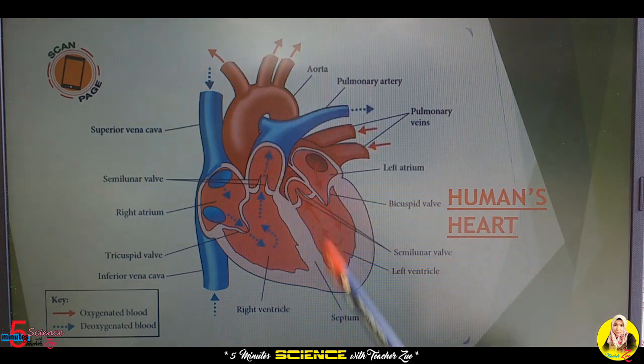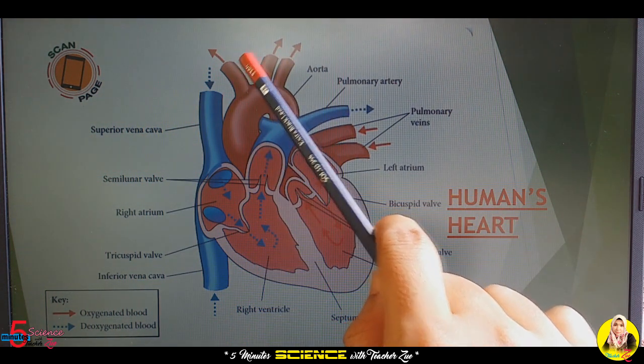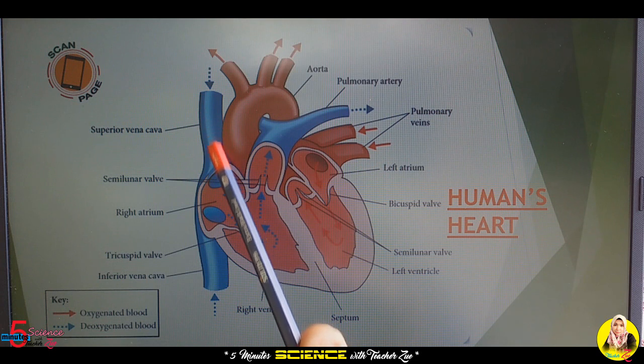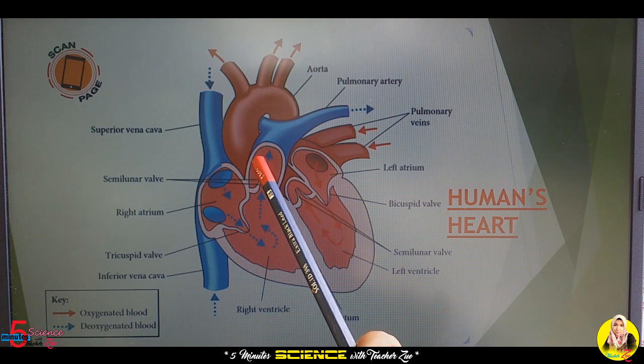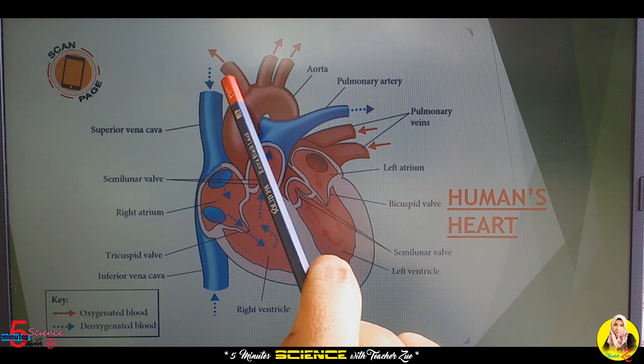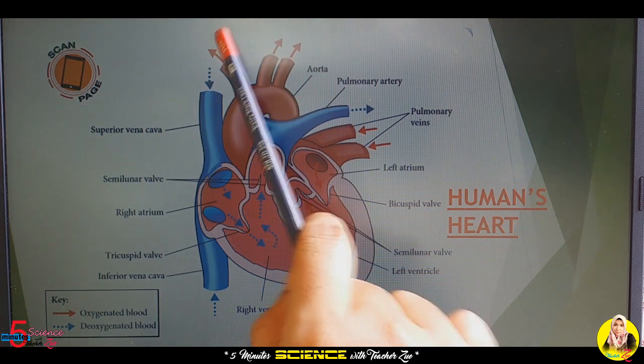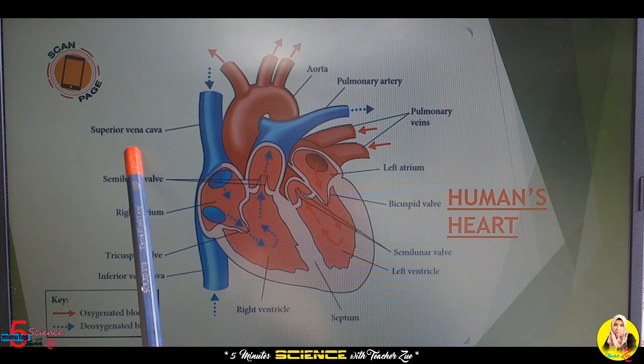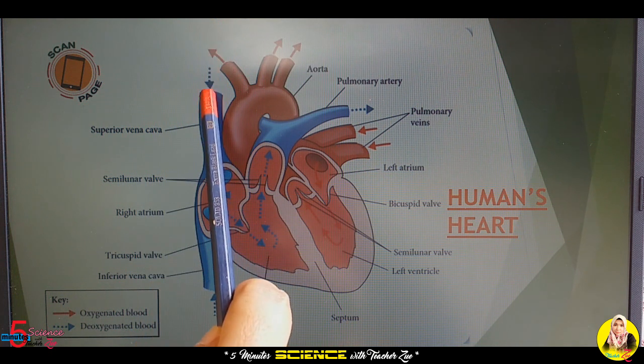So the left side of the heart is where the oxygenated blood flows, and the right side of the heart shows the deoxygenated flow of blood. Then the aorta will transport the oxygenated blood to all parts of the body. After that, from the organs and the body, the deoxygenated blood will flow back through the inferior vena cava and superior vena cava. So what is the difference? Inferior means the blood comes from the lower organs, and superior means it comes from the upper organs.